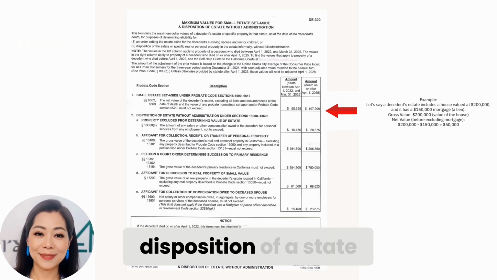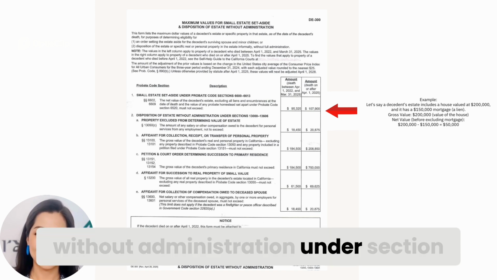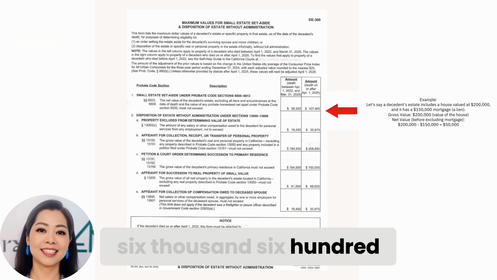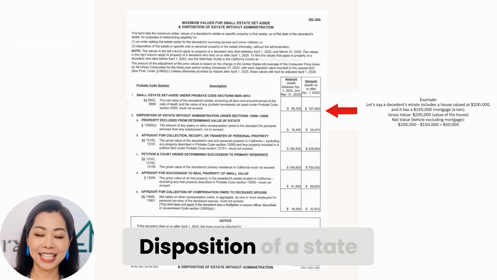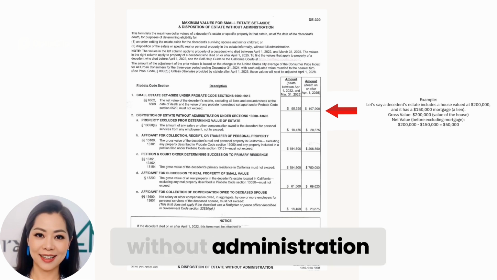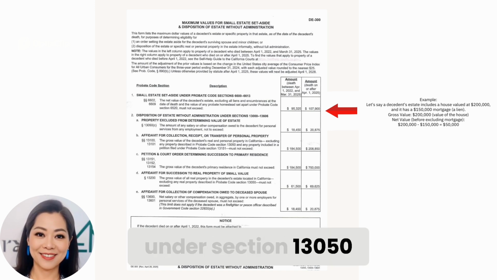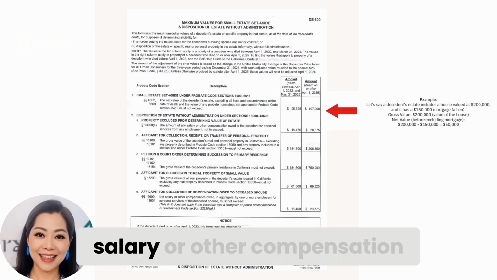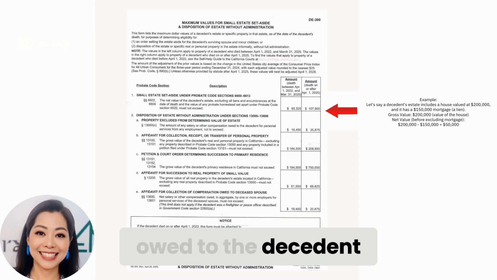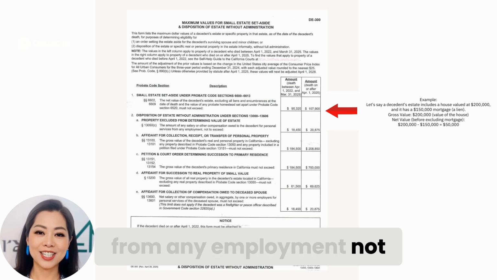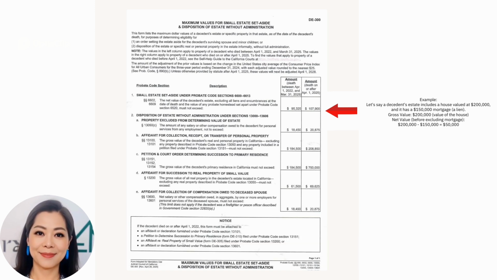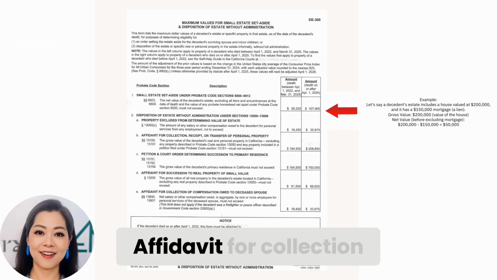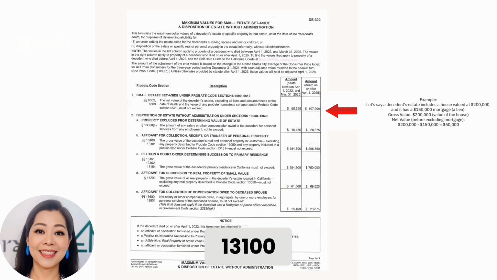Number two. Disposition of estate without administration under Sections 6600 to 6613. Part A. Disposition of estate without administration under Section 13050. The amount of any salary or other compensation owed to the decedent from any employment not to exceed $20,875. Part B. Affidavit for collection, receipt, or transfer of personal property, Sections 13100 to 13101.